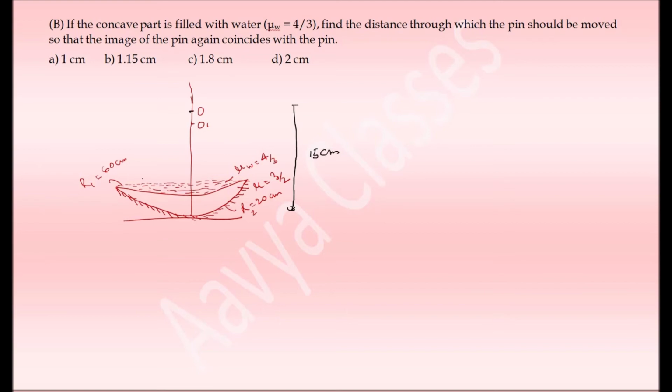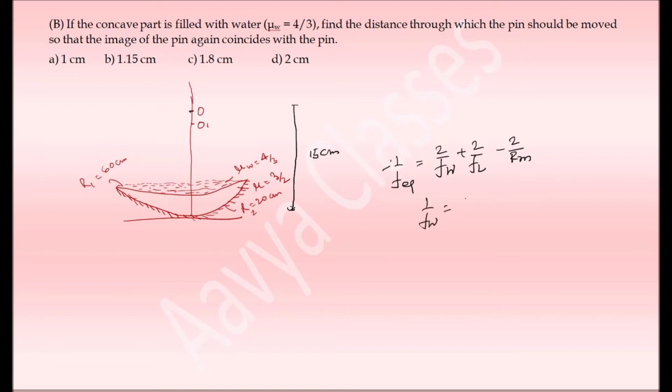Now suppose we have placed water in the concave part of this concavo-convex lens. Then again we will have to calculate the equivalent focal length of this system. The equivalent focal length of the system will be given by minus 1 by F equivalent is equal to 2 by Fw plus 2 by Fl minus 2 by Rm, where Fw is the focal length of the water lens.